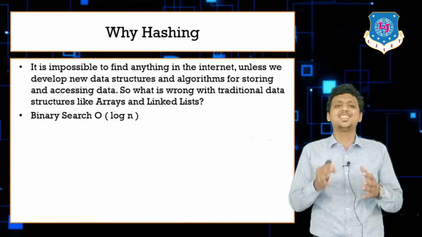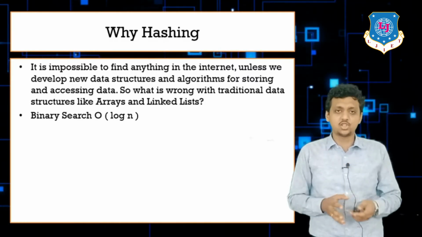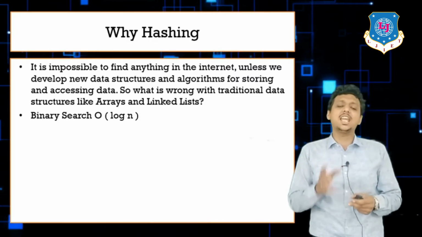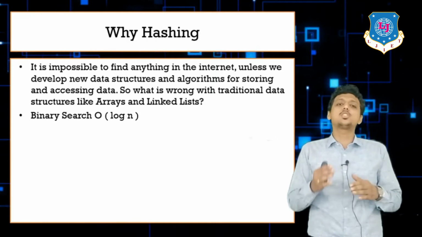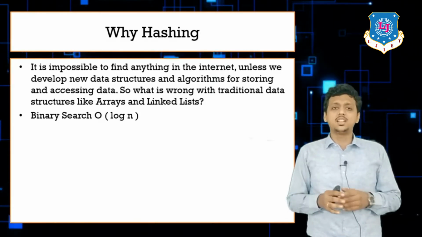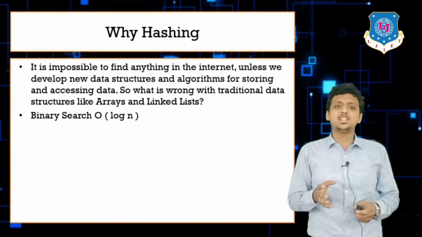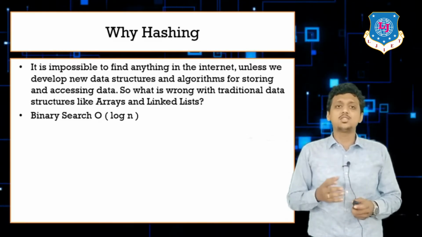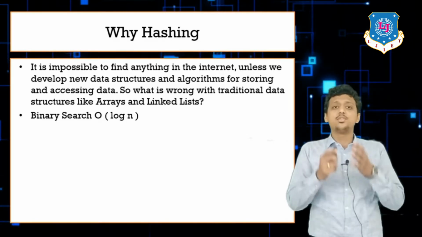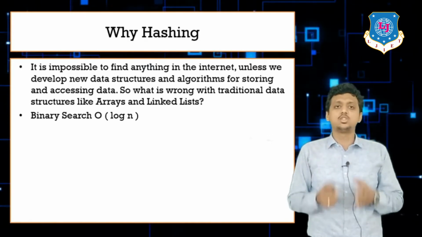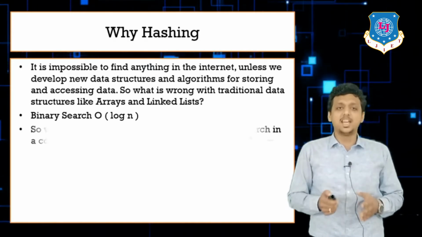So what happens exactly in the traditional data structures? In traditional data structures like array and linked list, if you want to search in an array, you might use a binary search or a sequential search. The time complexity of binary search is O(log n). That means for 10 records you need to search at least 3 times.